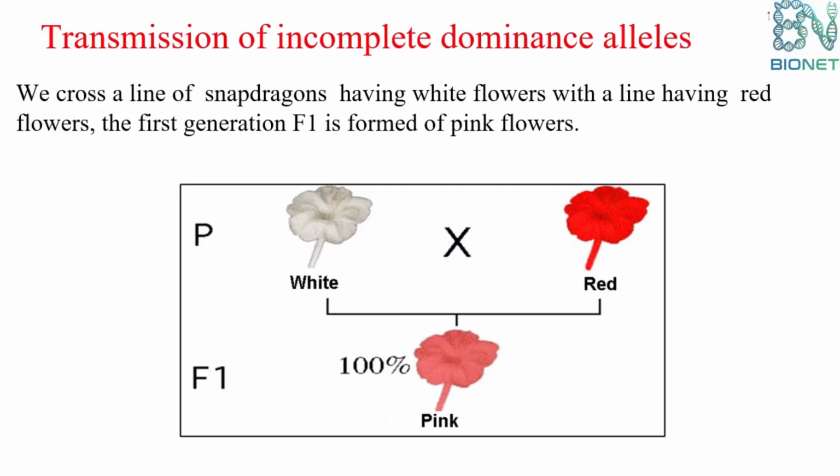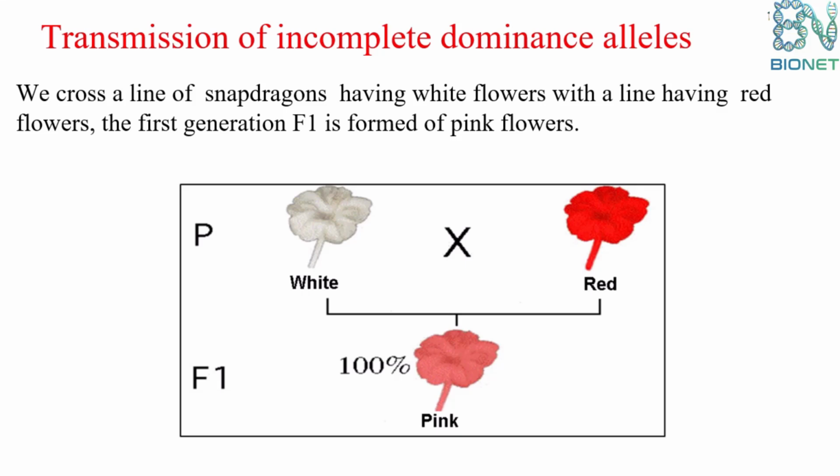Now we are going to study the transmission of incomplete dominance alleles. In the previous videos, we have studied the case of dominance, where we have a dominant allele and a recessive allele, and consequently two phenotypes, the dominant phenotype and the recessive phenotype. We have seen that the dominant phenotype can be present in the homozygous state and in the heterozygous state. So the dominant phenotype can have two genotypes. The recessive phenotype has only one genotype.